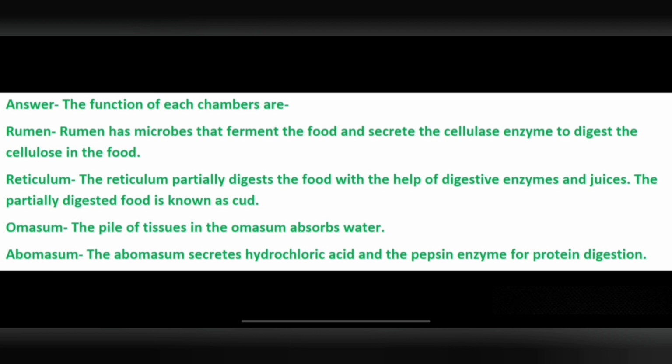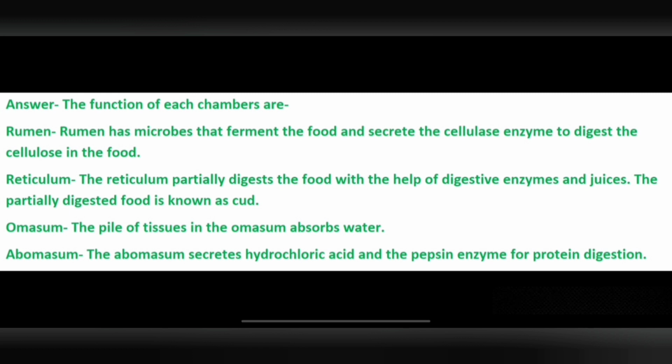So the answer is, the function of each chamber is: the rumen has microbes that ferment the food and secrete the cellulase enzyme to digest the cellulose in the food. Function of reticulum is, the reticulum partially digests the food with the help of digestive enzymes and juices. The partially digested food is known as cud.